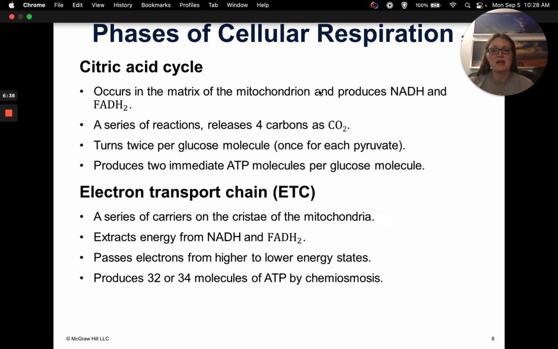But the citric acid cycle does help. It's releasing 4 carbons as carbon dioxide, so this is where the majority of carbon dioxide is going to be created. And it turns twice per glucose molecule, once for each pyruvate. So remember, the glycolysis produces 2 pyruvates, and then here you're going to have those 2 pyruvates. Each one is going to enter the citric acid cycle. Produces 2 immediate ATP molecules per glucose molecule. So each one of these pyruvates is going to make another ATP. Again, bonds are being broken, but it's not very much ATP. Most of the ATP that's created, again, comes from that electron transport chain.